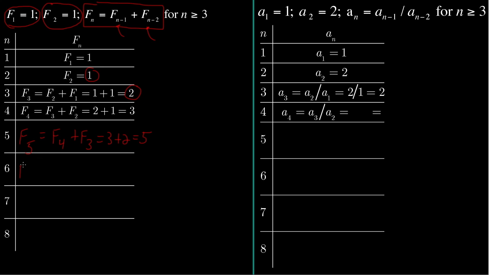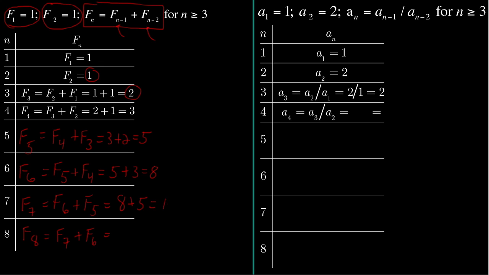equaling 5. The sixth term is defined as the fifth plus the fourth, and that's going to equal 5 plus 3, or 8. The seventh term is defined as the sixth plus the fifth, which is 8 plus 5. And then the eighth term is the seventh plus the sixth, which is 13 plus 8, or 21. So the first 8 terms of a Fibonacci sequence are 1, 1, 2, 3, 5, 8, 13, and 21.